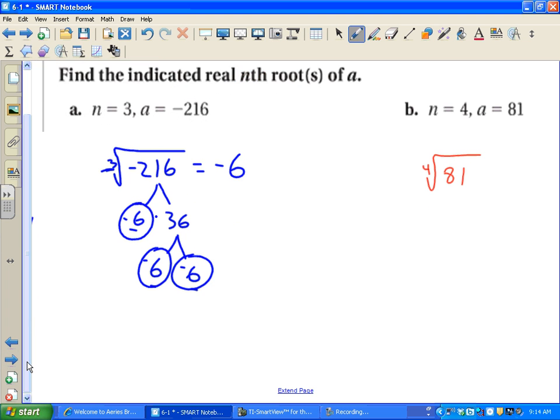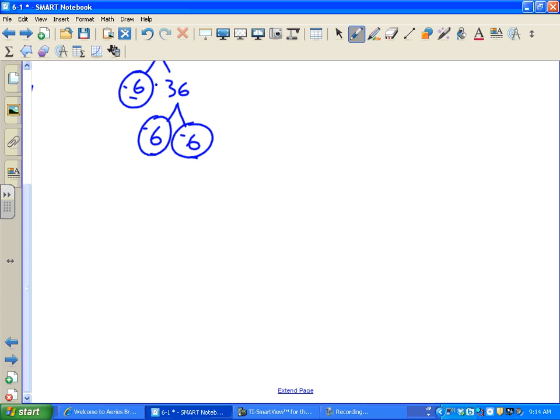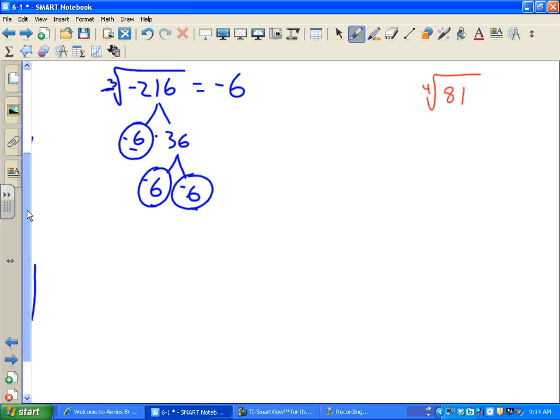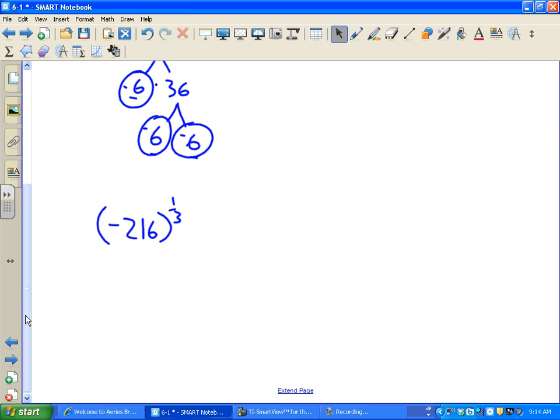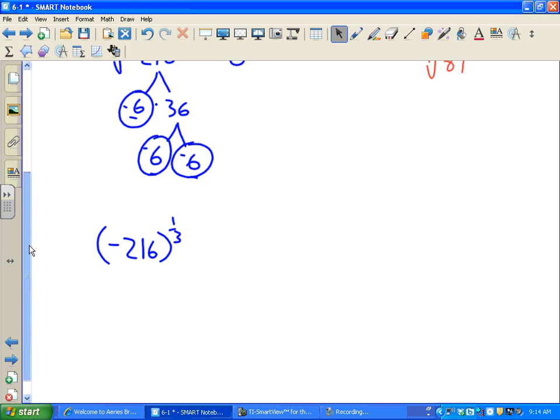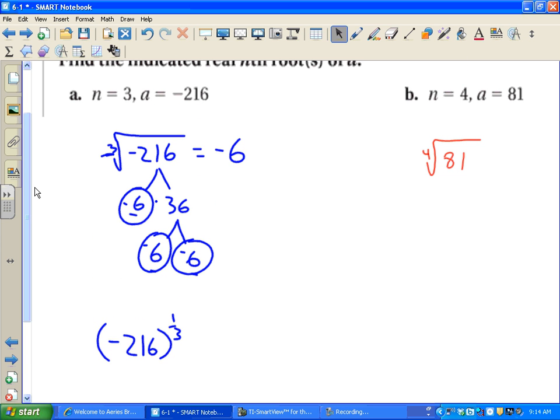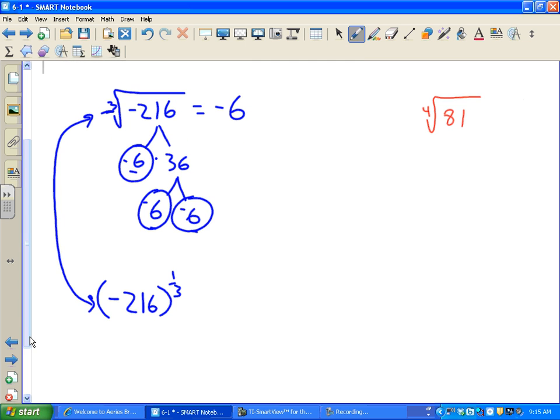Something I'm going to talk about in just a second is the equivalency, and this is going to be that idea of fractions as exponents. I want you to see that negative 216 to the 1/3 exponent is actually saying the cube root of negative 216. Okay? So again, negative 216 to the 1/3 is the same thing as saying the cube root of negative 216. These two things are equivalent expressions, and those two things also equal negative 6. They say the same thing.